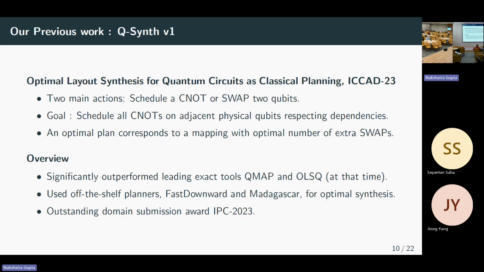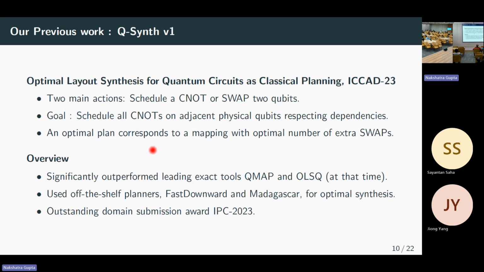Okay, and we actually have our own previous work. Our tool name is QSynth version 1. So we encoded the optimal layout synthesis as a classical planning problem. It was accepted at ICAD last year. So the idea was to encode the actions, either schedule a CNOT or when to swap 2 qubits. Now the goal is to schedule all CNOTs on adjacent physical qubits while respecting the dependencies.